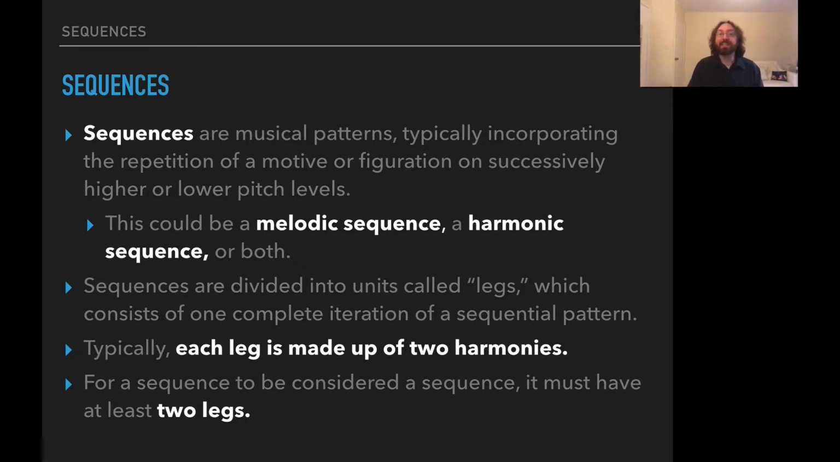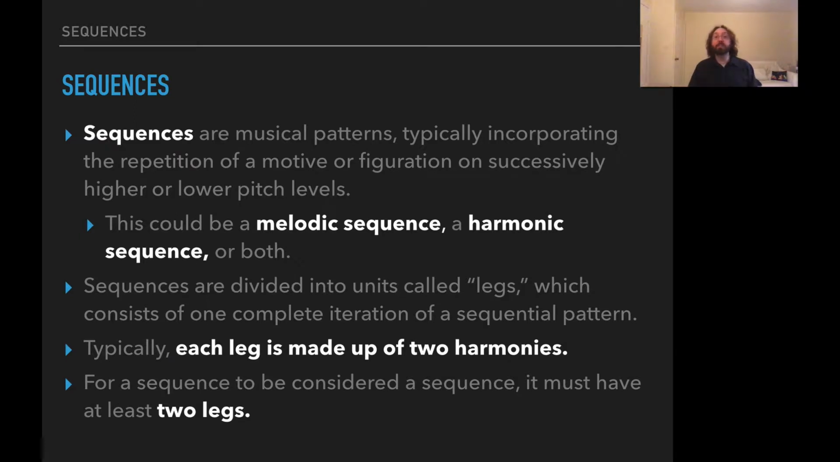Sequences are divided into units called legs, which consist of one complete iteration of a sequential pattern. So one chunk of a sequence that is then repeated is known as the sequential leg. Typically, each leg is made up of two harmonies. Those sequences with more harmonies than two in their legs do exist.